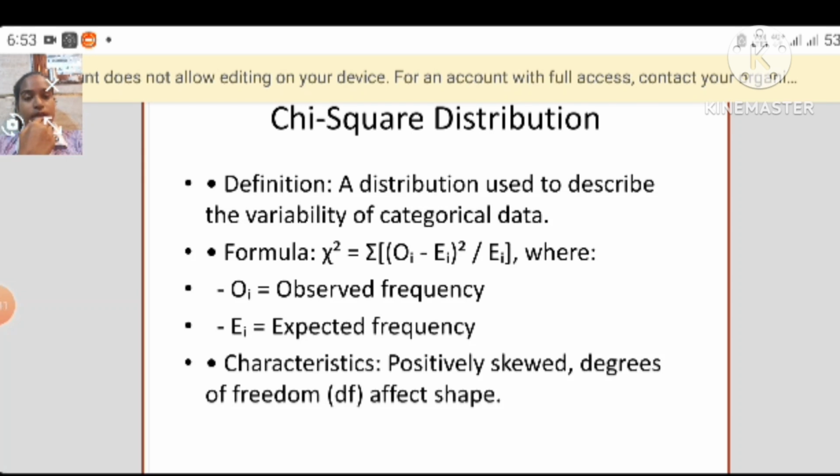As you can see on your screen, this is the formula which comes under this topic. Now let us understand what the terms mean. O_i means the observed frequency, and E_i means the expected frequency. These are the terms within this formula, so it's important for everyone to know about them.